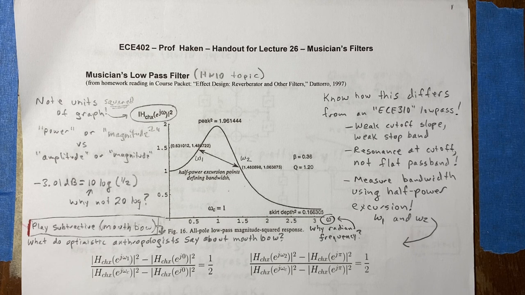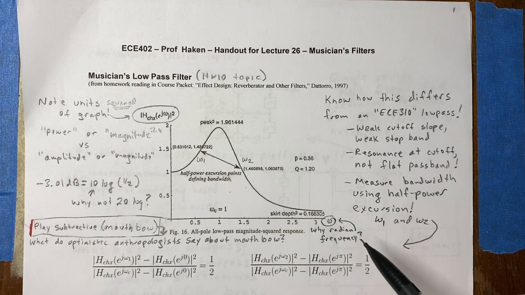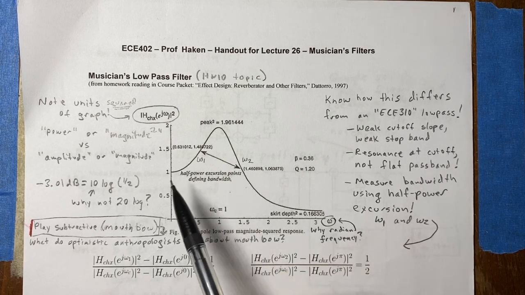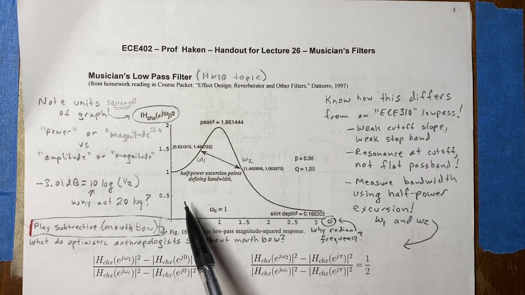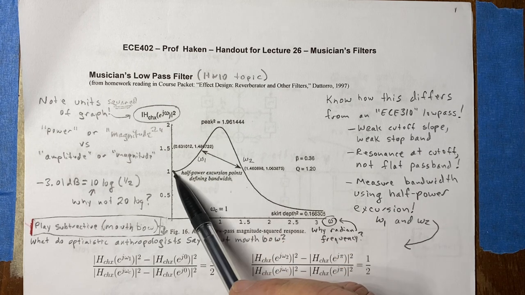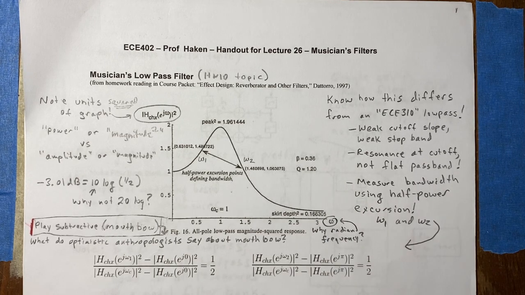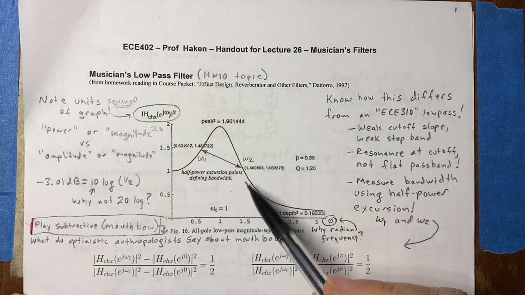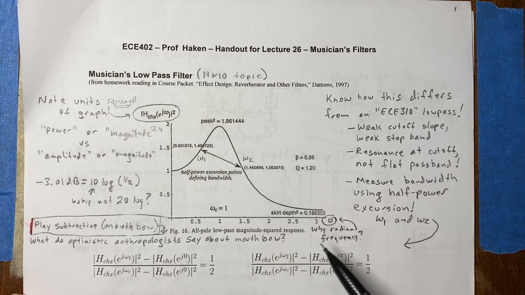Well, as you'll see in the paper, one of the things you do with a musician's low-pass filter like this is just redefine what the minus 3 dB points are. Instead of using those to define bandwidth, you have two points here, omega 1 and omega 2, and those are the half power excursion points. So what does that mean? That means on the left side here, it's halfway between the peak and DC, and on the right side, it's halfway between the peak and the stop band. So wherever the magnitude squared, or the power, is halfway in between those two things.